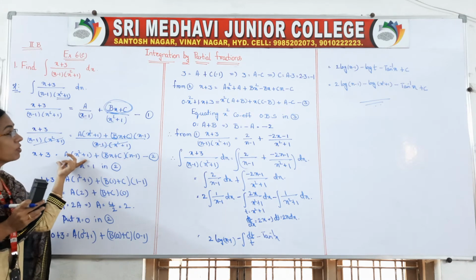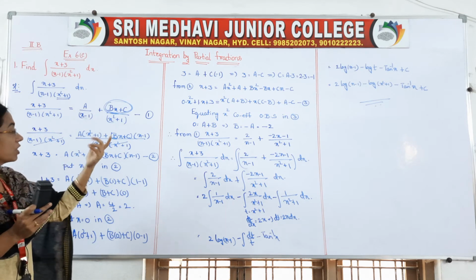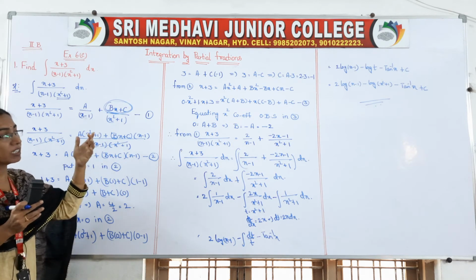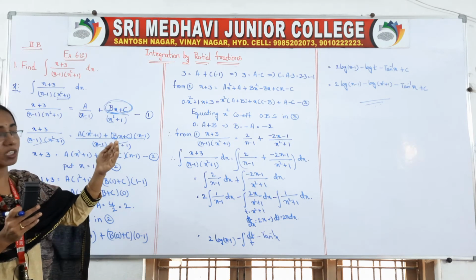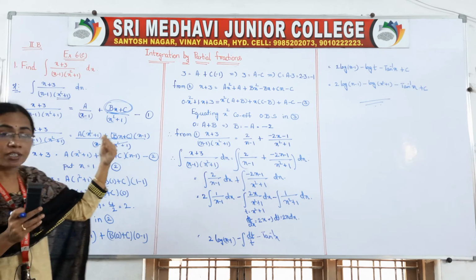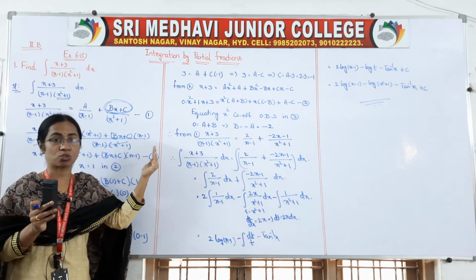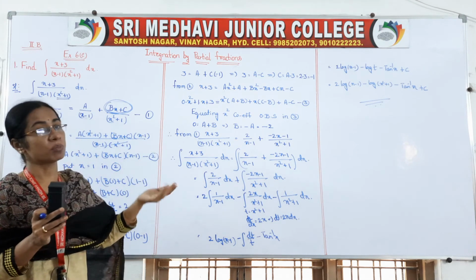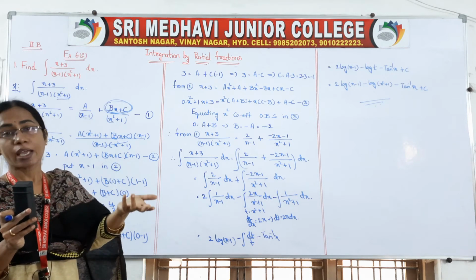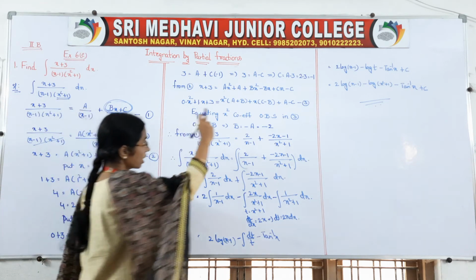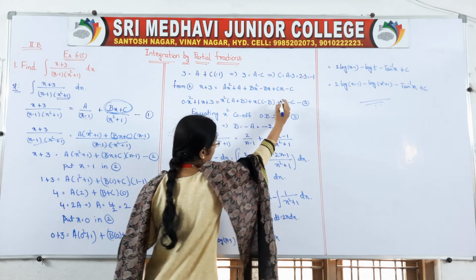Okay, so how will we equate? First expand this and try to write in the order: x square term, x term, constant term. This side also, try to write in the same form, x square. There is no x square term, so we will just write 0 into x square, right? Here we have x square term, x term and constant term.